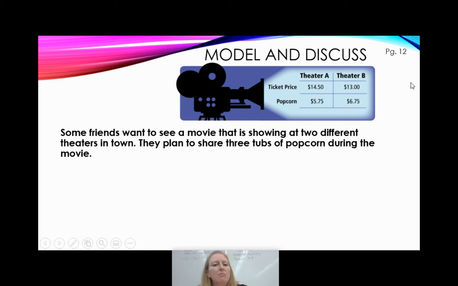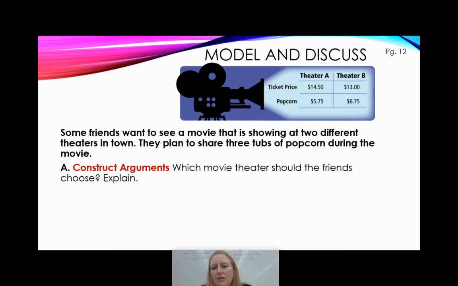Some friends want to see a movie that is showing at two different theaters in town. You can see Theater A is $14.50 per ticket, $5.75 for popcorn. Theater B is $13 per ticket, and of course, $6.75 for popcorn. They plan to share 3 tubs of popcorn during the movie. So, which movie theater should the friends choose and why?